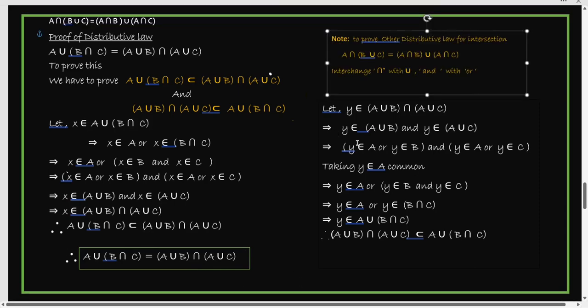So to prove the other distributive law, you have to just interchange intersection with union and interchange "and" with "or". You will get the result.